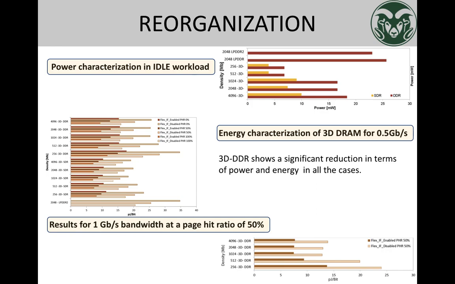In terms of power consumption and workload distribution, we see a reduction in the amount of power consumed, not only on the idle workload basis, but also there is a significant reduction in energy consumed for the 0.5 gigabits per second. And in the last case for 1 gigabit per second bandwidth, since the LPDDR doesn't support such high speeds, we could measure only the 3D DRAM, and we see a reduction in the energy consumed.